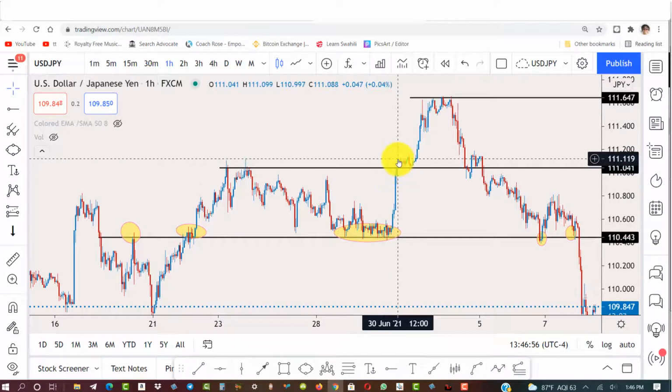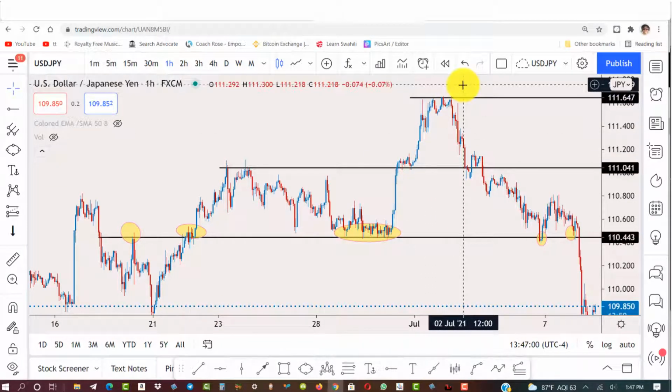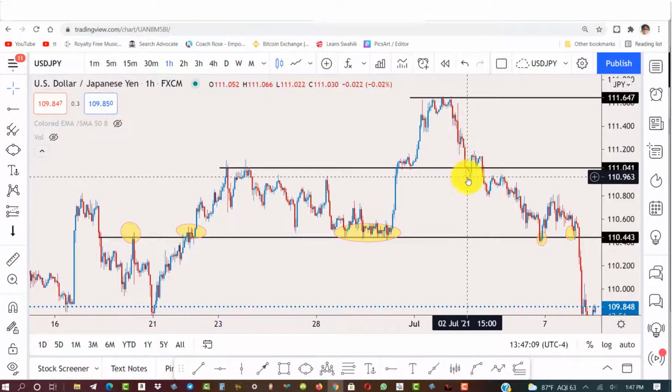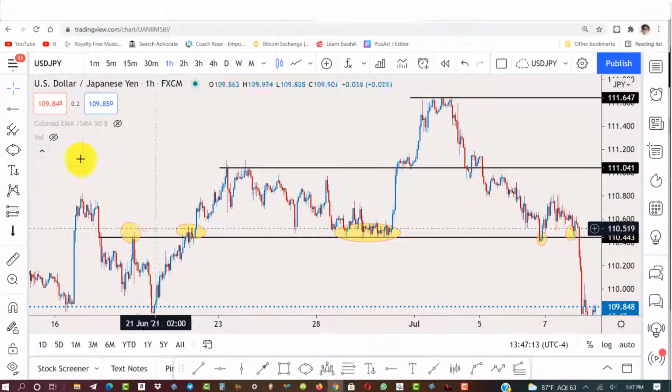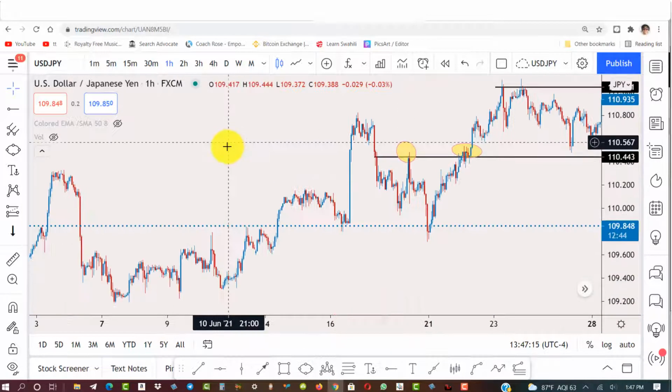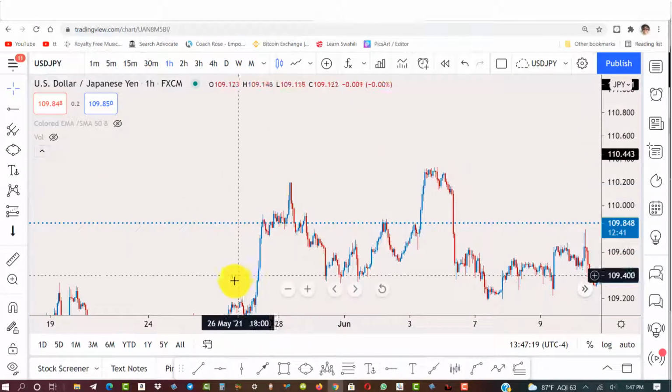See, it broke over here, came back and tested the same zone before it took over. All right, over here it came back to the same zone, kind of came back to it, moved up, but it eventually was able to break through. All right, that's how you mark your support and resistance zones.